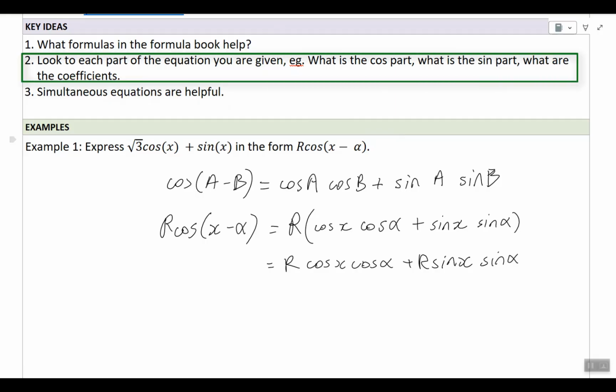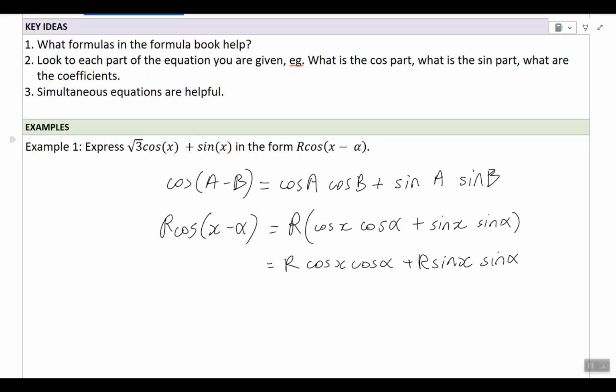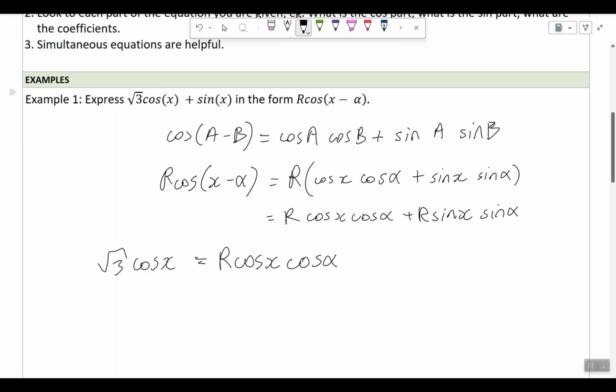Tip number 2, look at each part of the equation. So we want to write square root 3 cos x plus sin x in that form, and that form is R cos x cos alpha plus R sin x sin alpha. So what is the cos part equal to? If you just look at the cos x terms, we want to write it as that. Cos x equals cos x. So what does square root 3 equal?